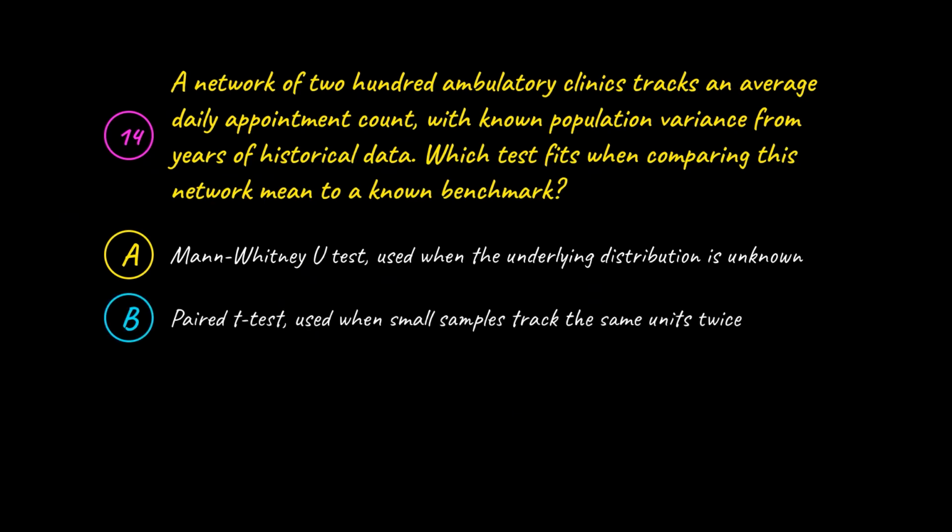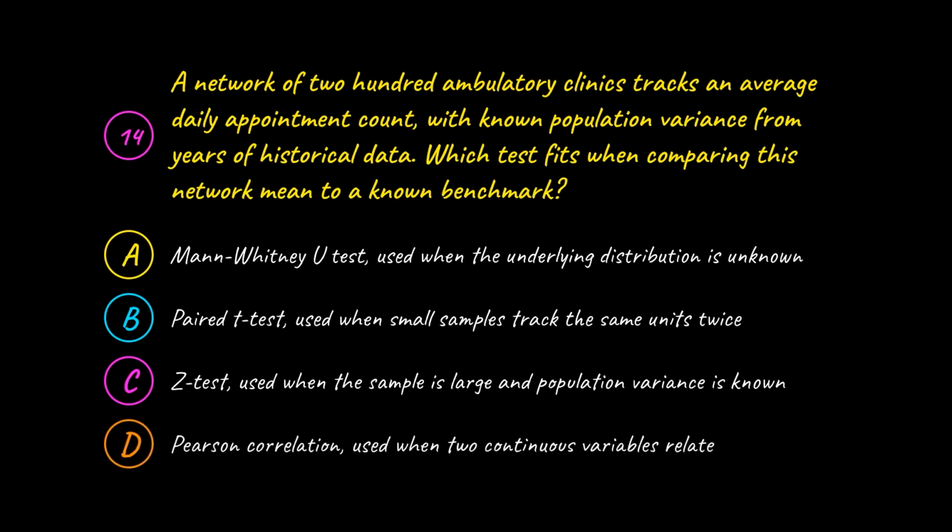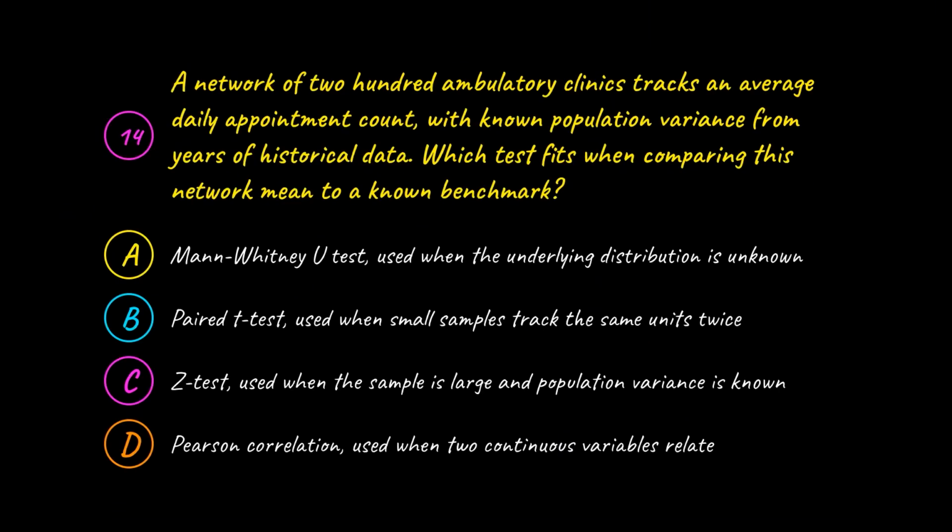B. Paired t-test, used when small samples track the same units twice. C. Z-test, used when the sample is large and population variance is known. D. Pearson correlation, used when two continuous variables relate. Which would you go with? Lock it in before the reveal.